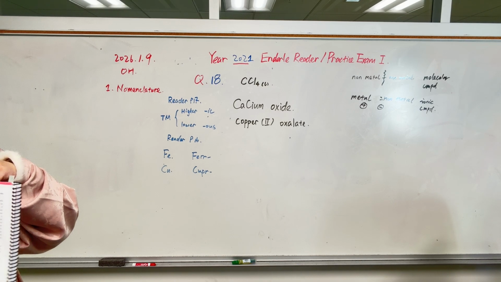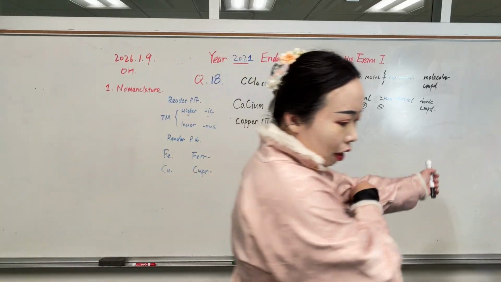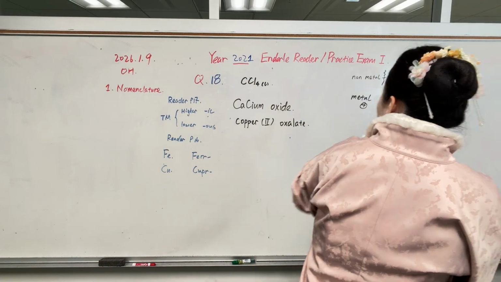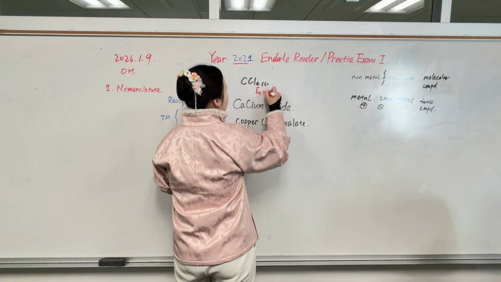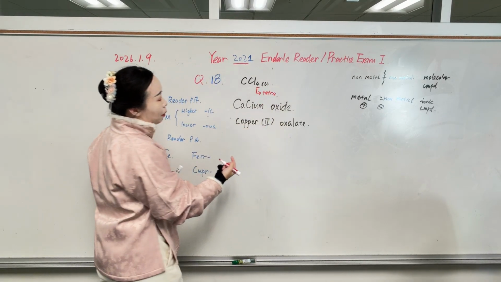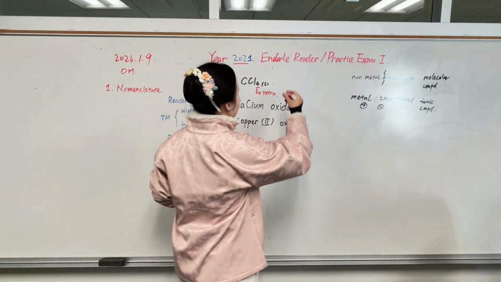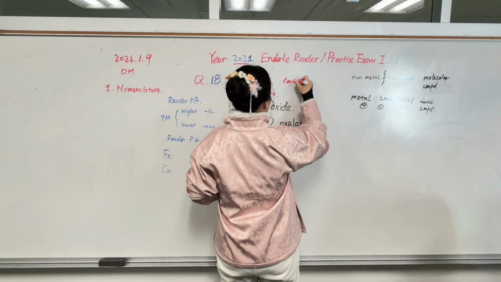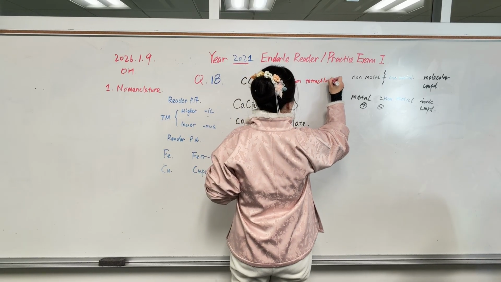If that's okay? Okay, so the first one shouldn't be too hard, right? So it's carbon, 4 is, the only hard part is that 4 is tetra. I'll say that's the only hard part. So carbon tetrachloride. You got it? Okay, so carbon tetrachloride.